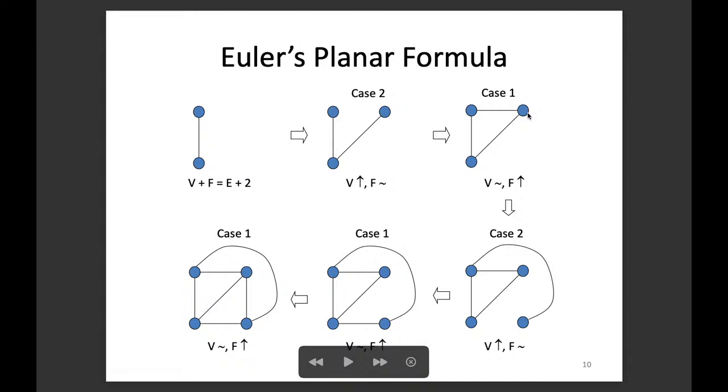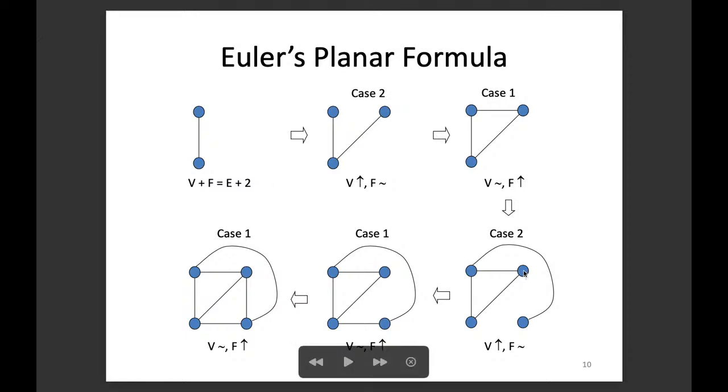That means that we are joining 2 vertices together. Now, by joining 2 vertices together, it means that a new region is formed. Originally, there is a big region, but then we are cutting this region into 2 parts. So in such a case, we add an edge without increasing the vertex, but increasing the region by 1. So we will see that the formula is also balanced.